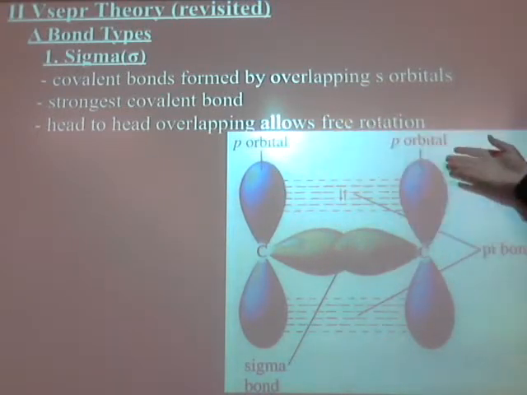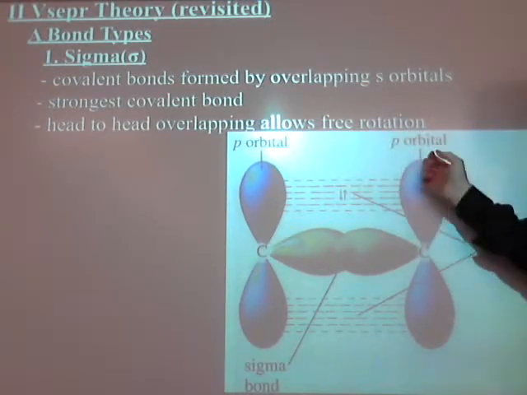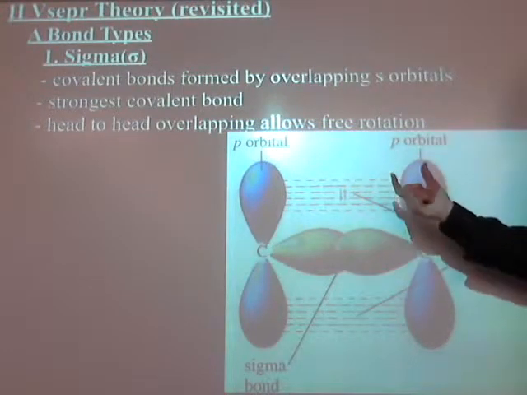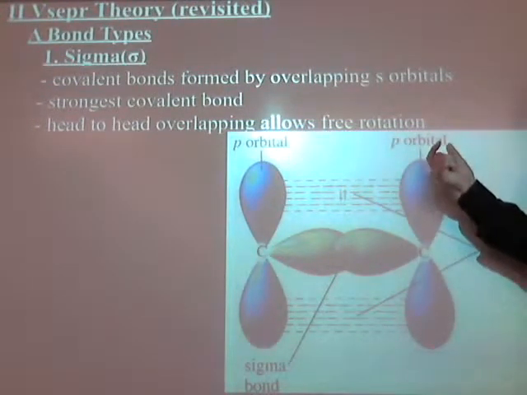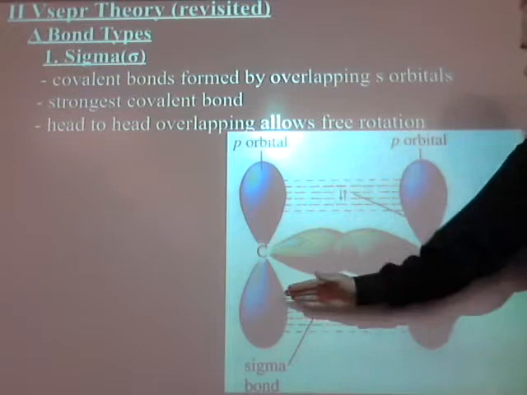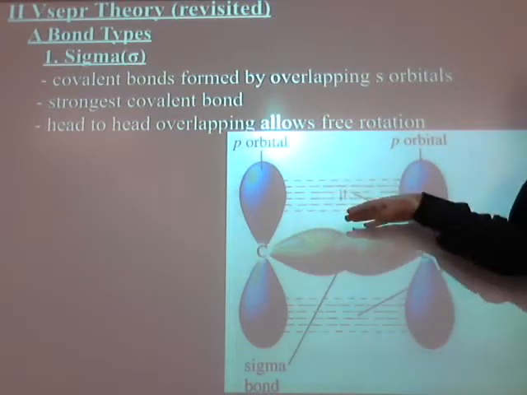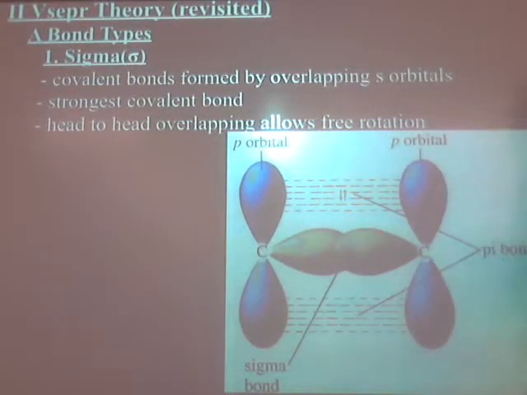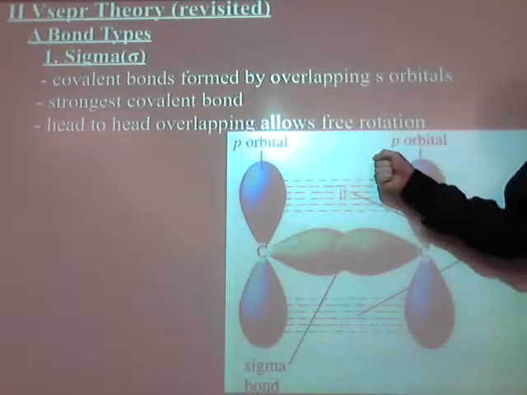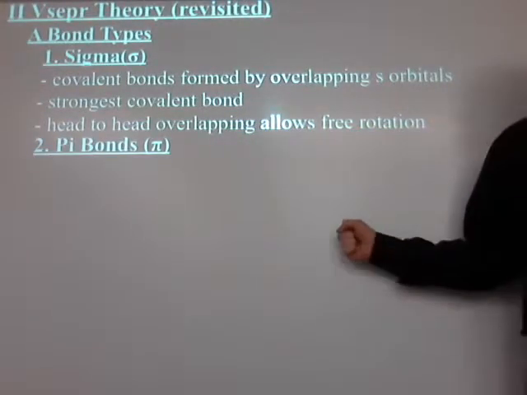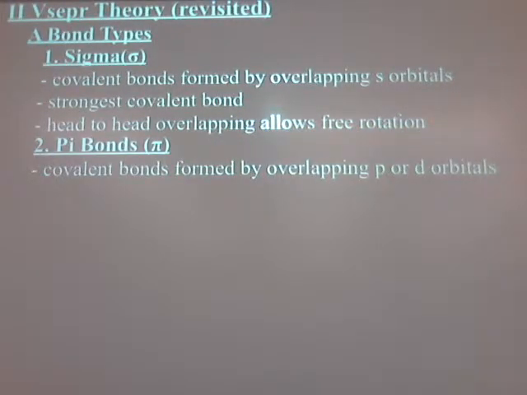I have also drawn on this picture p orbitals. P orbitals, remember what they look like? A p orbital was like a dumbbell shape. Remember that? And they overlap differently. See, they overlap above and below the plane of that. So what happens is you no longer have free rotation. That kind of a bond is called a pi bond. Pi bond forms by overlapping p or d orbitals.